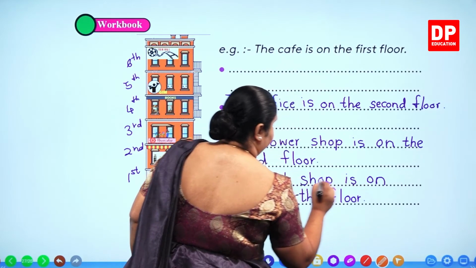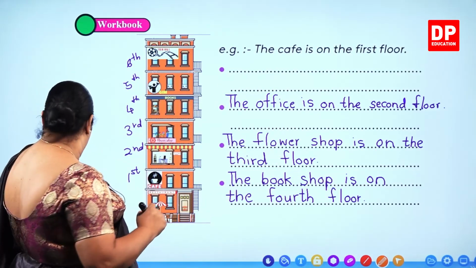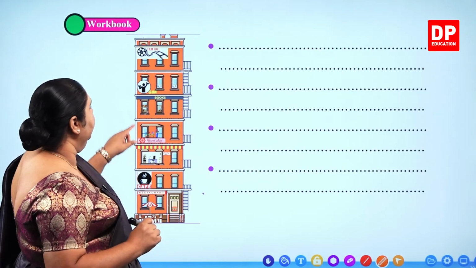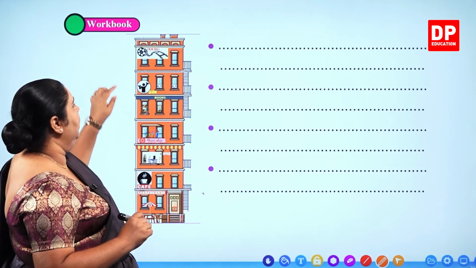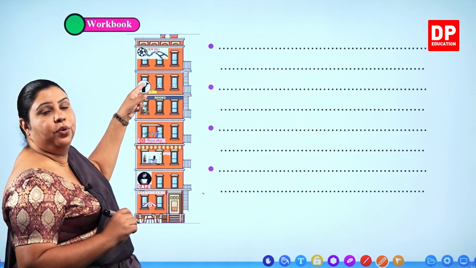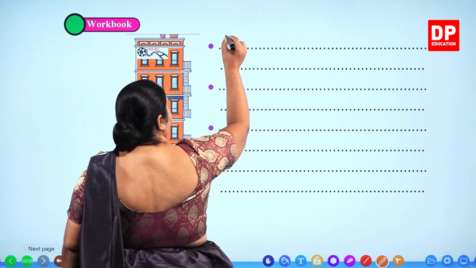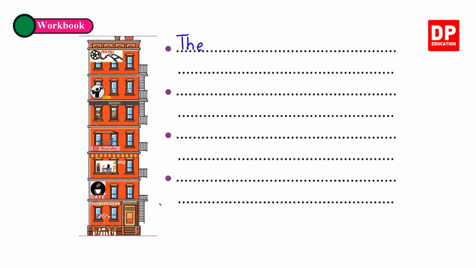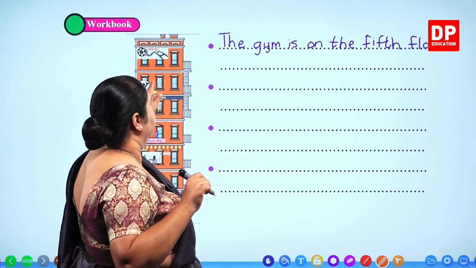Now each of these sentences you have to read and then you have to write. Let's move on to the next one. Right. Now we wrote that the bookshop is on the fourth floor. Now this is the fifth and the sixth floors. Let's see what we have there. What do we have in the fifth floor? It's the gym. So we will say the gym is on the fifth floor. F-I-F-T-H floor. The gym is on the fifth floor.